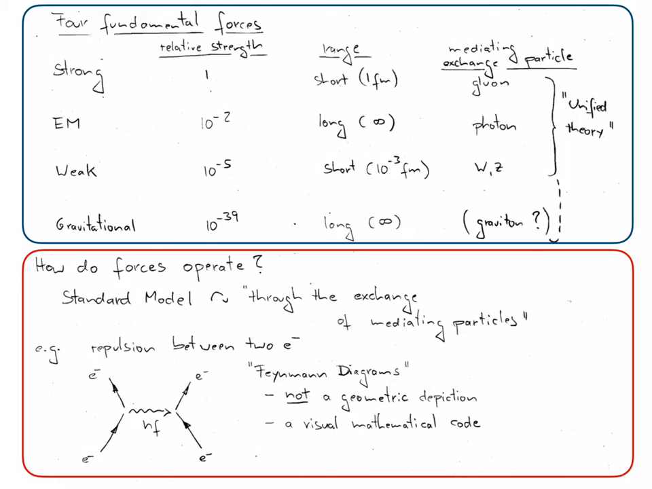The 4 fundamental forces can also be distinguished according to their relative strength and according to their range. The strong force might be considered to have a strength of 1, then the electromagnetic force is about 100 times weaker. The weak force is again weaker with a factor of 10 to the minus 5, and gravitation is very weak compared to the other 3 with a factor of 10 to the minus 39.